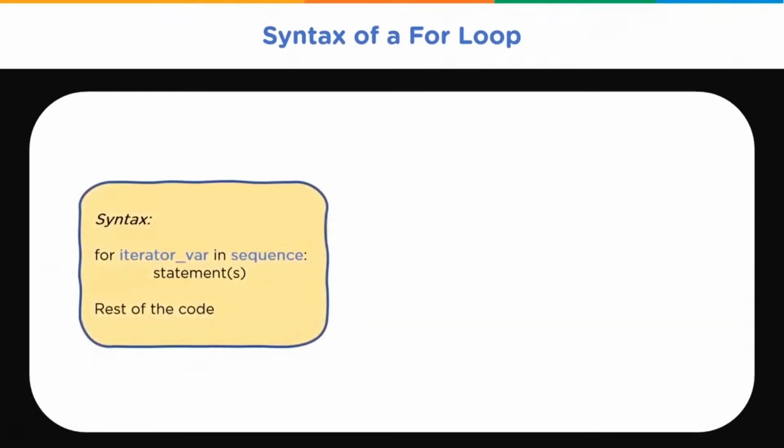So here on the left you can see the syntax of the for loop. We have the for keyword followed by the iterator variable. Then we have the in keyword followed by the sequence. It can be a list, you can use the range function, it can be a dictionary, a tuple, anything. And after that you have your colon followed by the statements that you want to execute in the for loop. And below you have the rest of the code.